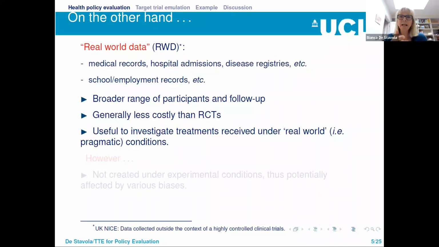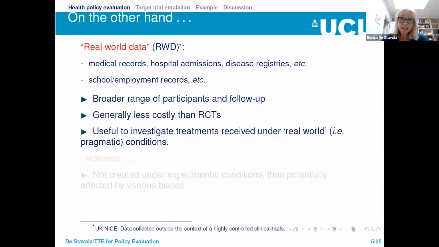On the other hand, if we use the observational data, more generally labeled as real world data, meaning anything else which is not arising from a highly controlled clinical trial, and may include medical records, hospital admission, disease registry, all linked up, hopefully also with economic data, employment records, school records. All these data have a broad catchment of participants and usually are not that affected by issues about long-term follow-up, although there are often constraints when you start linking different data sources on how long the follow-up is actually achievable.